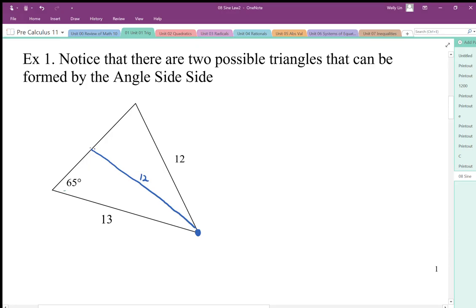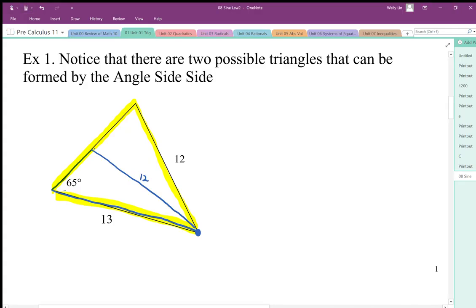And what ends up happening then is there are two distinct possibilities for triangles given this angle, side, and side information. We can form this blue triangle here. We could also form the original triangle that I drew with the same angle, side, and side length. So we have to make sure that first of all we recognize when we have angle side-side, and then we have to figure out how we calculate the different angles involved.